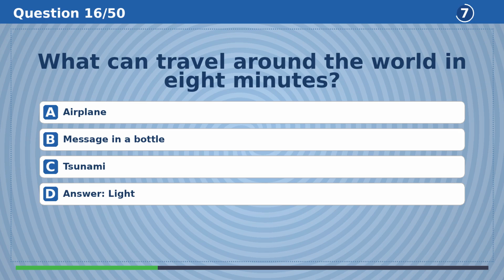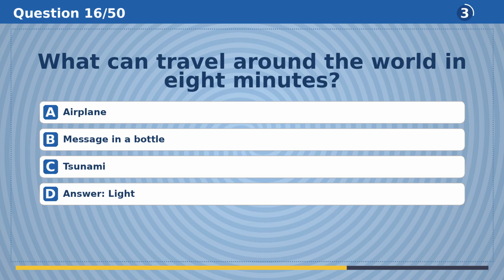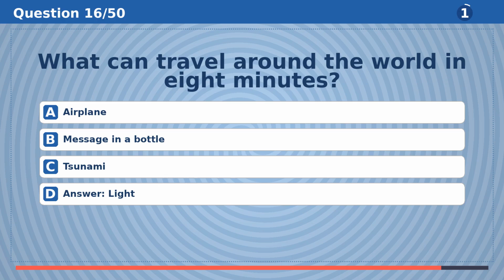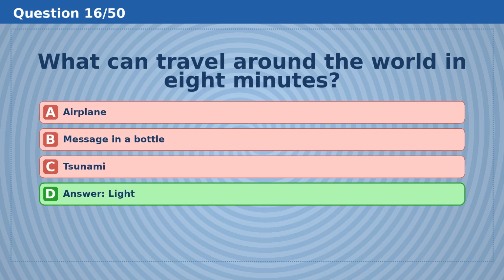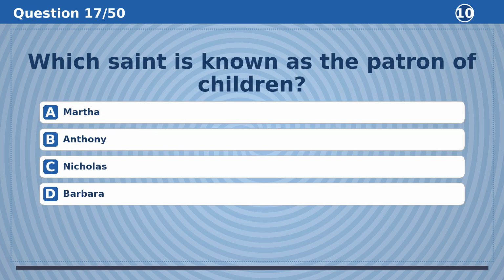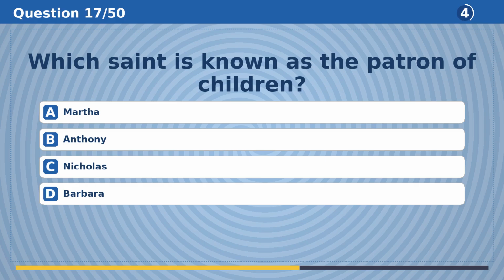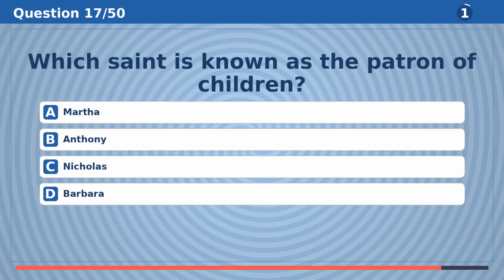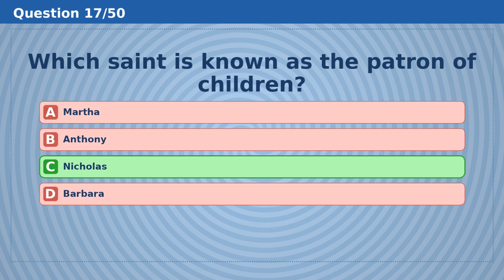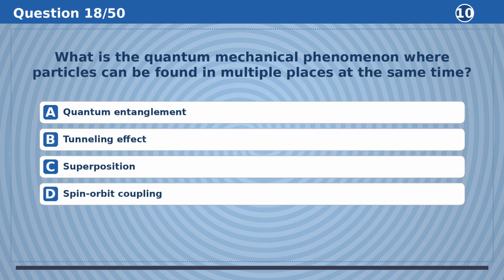What can travel around the world in 8 minutes? The answer is D. Answer light. Which saint is known as the patron of children? The answer is C. Nicholas.